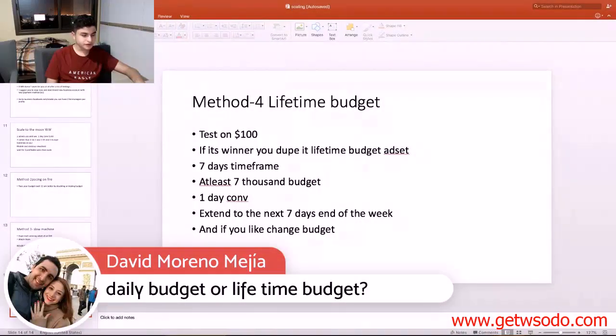Daily budget or lifetime budget? Okay, it seems that people are being confused. All the methods up there are daily budget. For the last method, it's lifetime budget, and your test ad is daily. You duplicate it to lifetime. And for the last method, it's all auto. For pacing on fire, it's auto. The only manual bidding method is the manual bidding method.